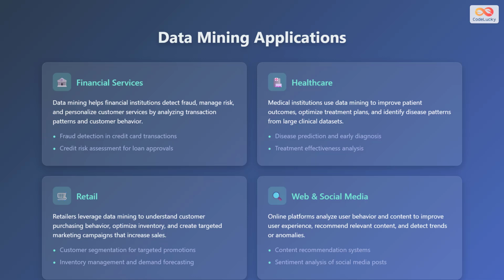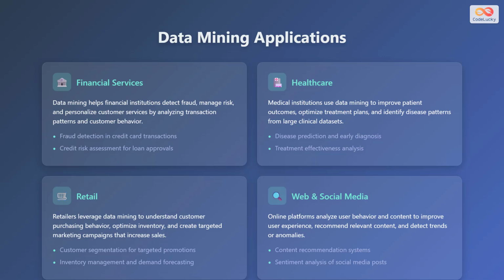In healthcare, medical institutions use data mining to improve patient outcomes, optimize treatment plans, and identify disease patterns from large clinical datasets. Examples include disease prediction and early diagnosis, and treatment effectiveness analysis.